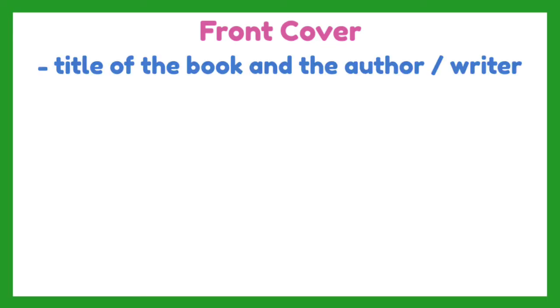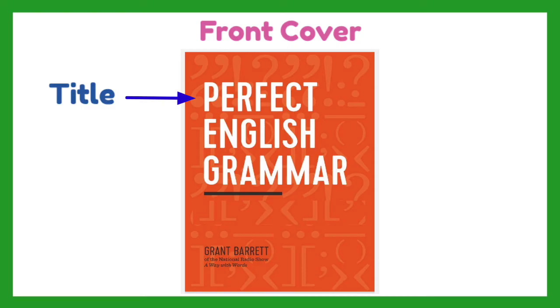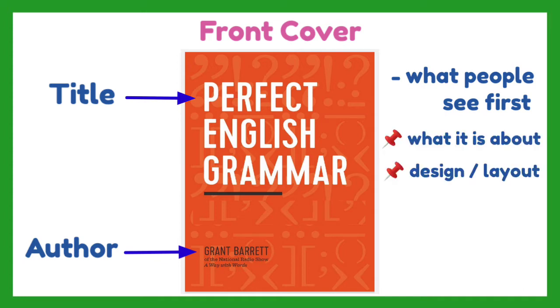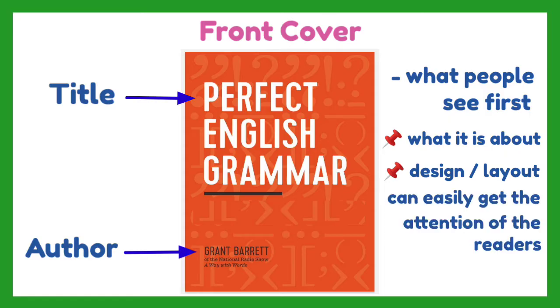First is the front cover. This part of the book contains the title of the book and its author or writer. This is an example of a front cover of a book. This is the title of the book and its author or the writer. Since the front cover is what people see first, it is important that it gives them an idea of what the book is all about. And its design, including the photos or images used, can easily get the attention of the readers.